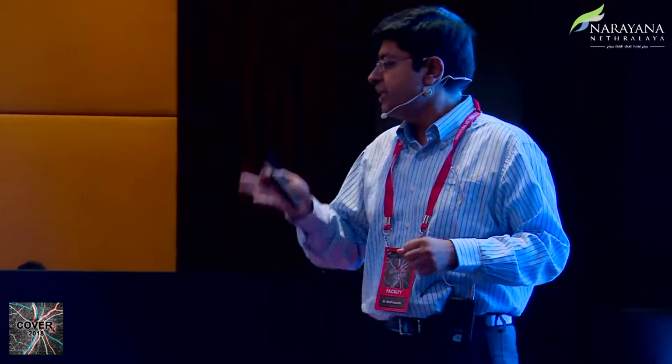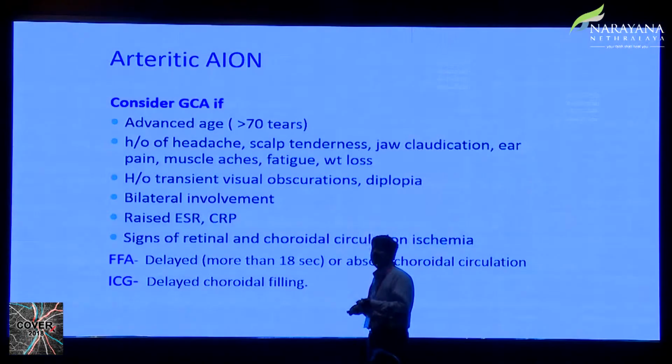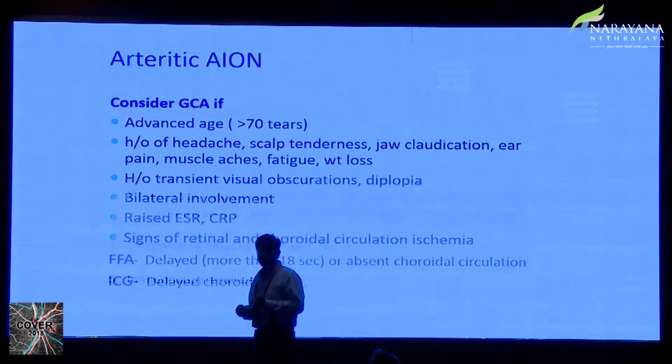So consider arteritic AION or GCA in advanced stage patients, those who give a history of headache, scalp tenderness, have transient visual obscurations prior to the problem that they presented with, and of course the important investigation to do is an urgent ESR and C-reactive protein. If they are elevated, then a very high chance of arteritic AION.